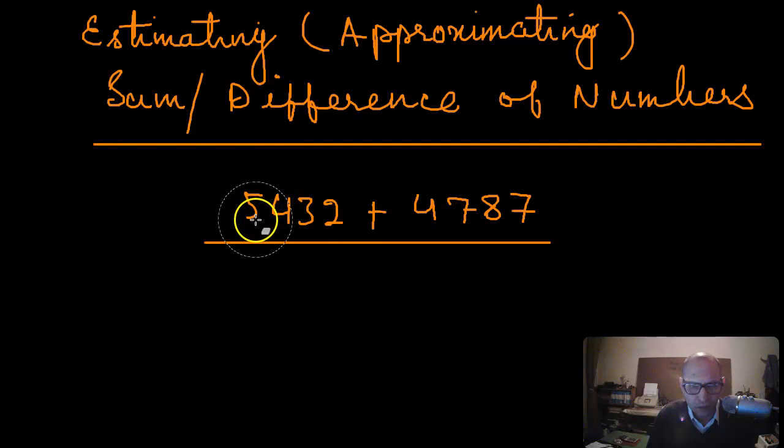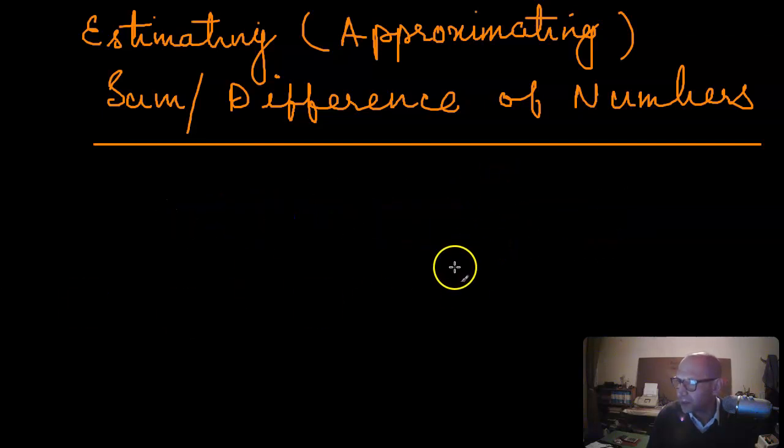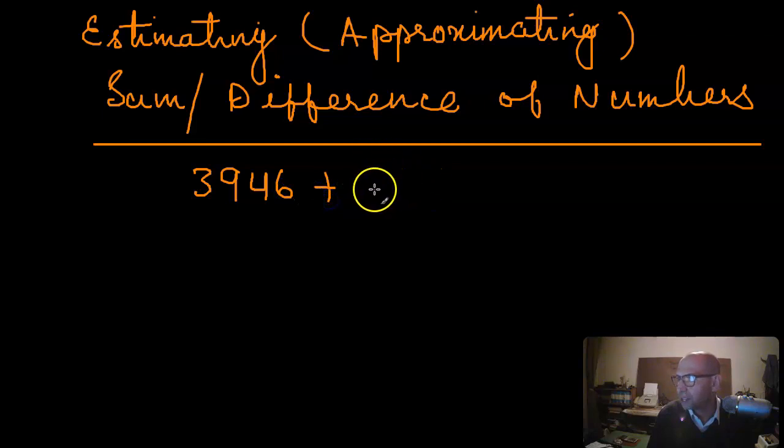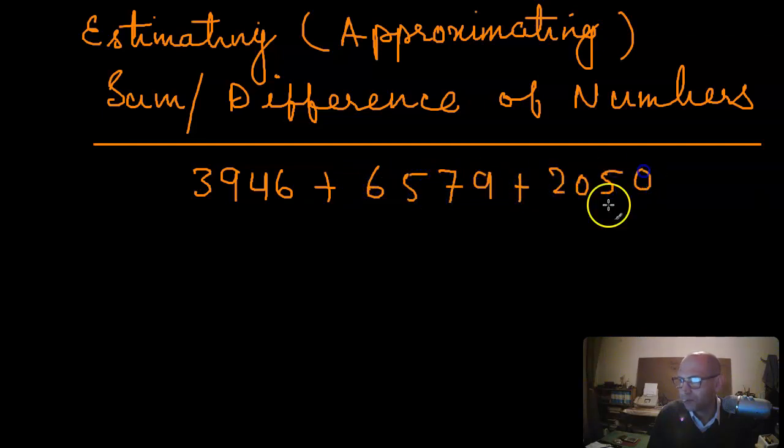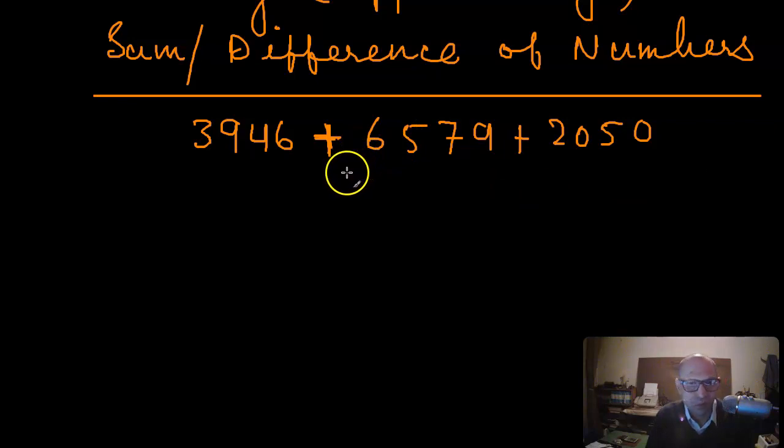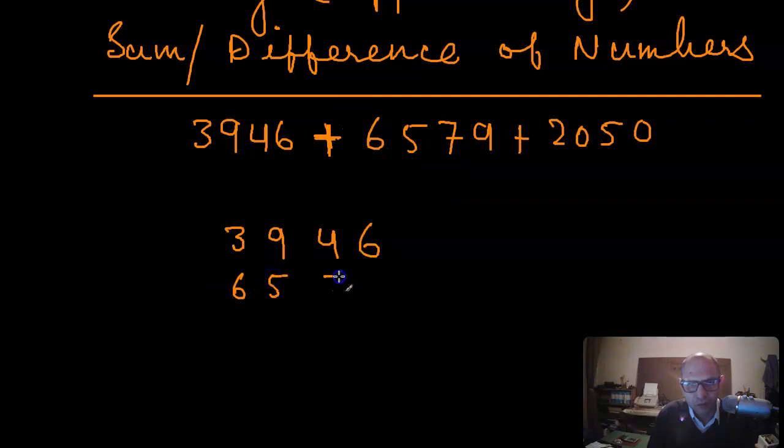Or let's take another example. Let's say that you have 3,946 plus, for example, 6,579 plus, for example, 2,050. So you want to do this addition, right? The usual way that you do any sort of addition is that you would write the numbers: first the first number, 3,946, and then 6,579, and then, for example, 2,050.